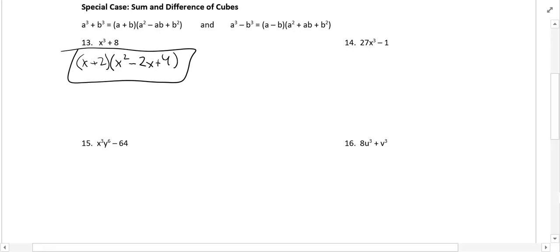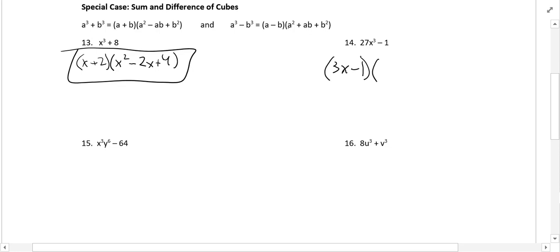All right, let's try the next one. So we say, is 27x cubed a perfect cube? It is. And is 1 a perfect cube? Yep, it is, because 1 times 1 times 1 is 1. So let's take the cube root of 27x cubed. That's going to give us 3x. Because remember, 3 times 3 is 9, times 3 is 27. The cube root of 1 is 1, so I'm bringing down this minus 1.